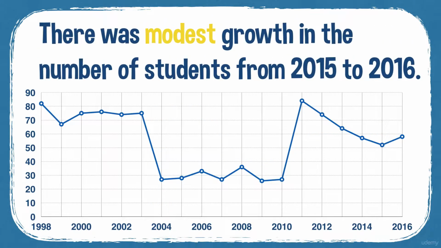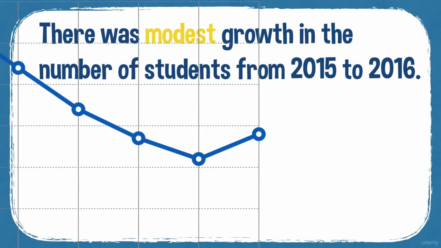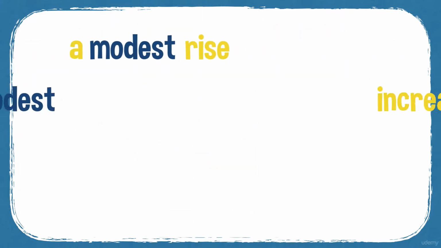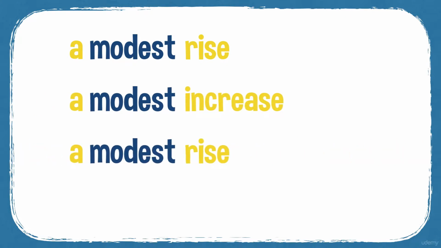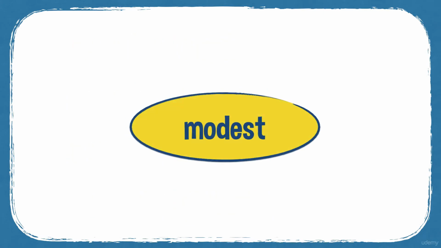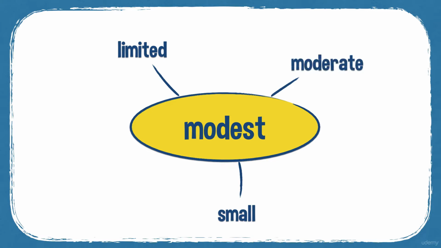There was modest growth in the number of students from 2015 to 2016 at the end of the graph. Modest growth. So you can talk about a modest rise, a modest increase, a modest growth. You can use the adverb modestly, but it's not often used. You normally use modest just as an adjective. Some synonyms: limited, small, and moderate.